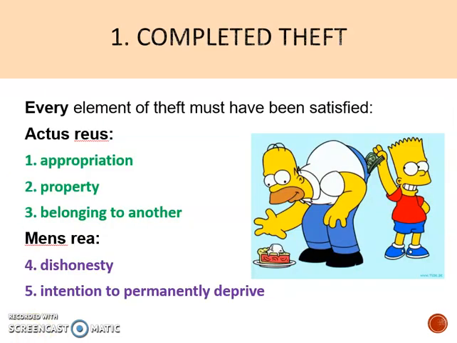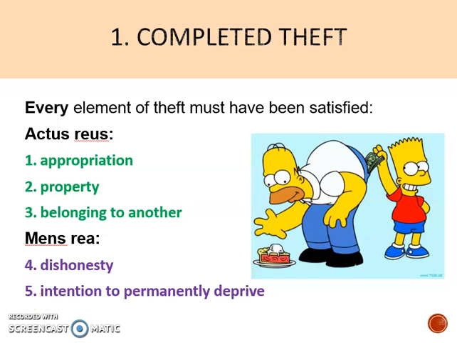Let's remind ourselves of what a theft is, because this is the first part of showing that we've got a robbery. So every element of theft must first have been satisfied. And if you recall from studying theft, we have 3 actus reus requirements and 2 mens rea requirements. So there must be appropriation of property belonging to another with the dishonest intention to permanently deprive. If any elements are missing here, you haven't got a theft and therefore you cannot have a robbery.